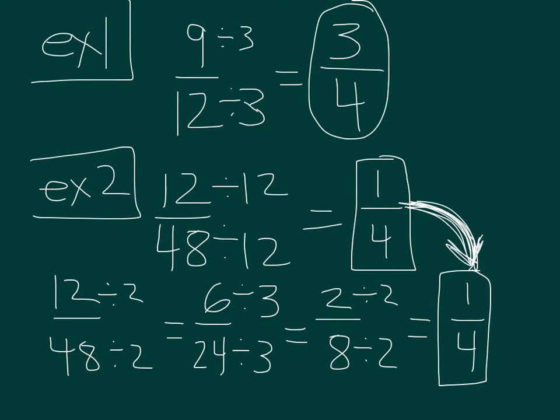It does sometimes make it simpler if you find the biggest. But sometimes that makes it harder because you have to do a division problem on the side. So that's example 1 and 2. And let's move to example 3.